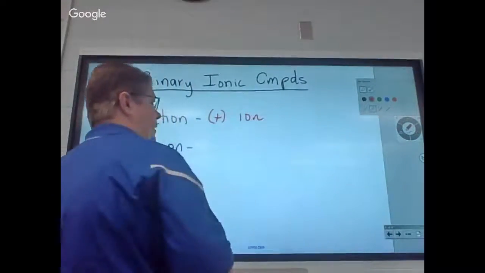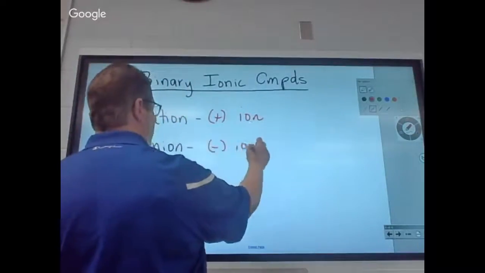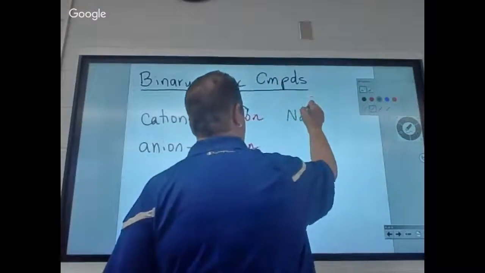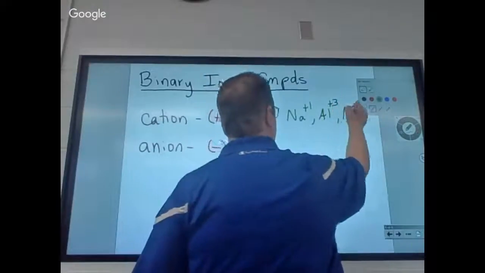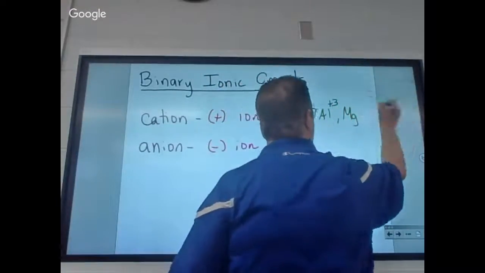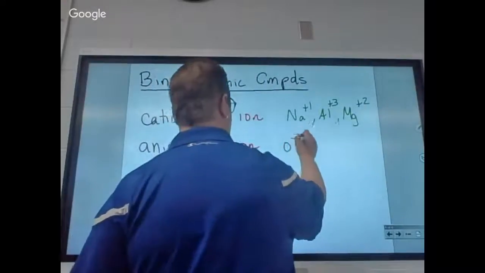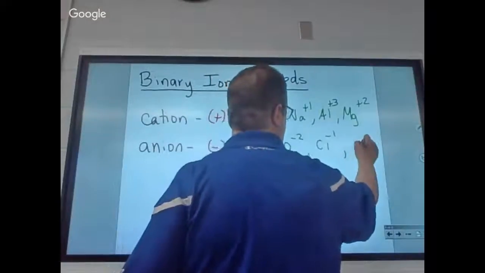Okay? What's an anion? Negative. Negatively charged ion. So, some examples of positive ions might be Na+1, Al+3, Mg+2. Some negative ones might be O-2, Cl-1, and -3.